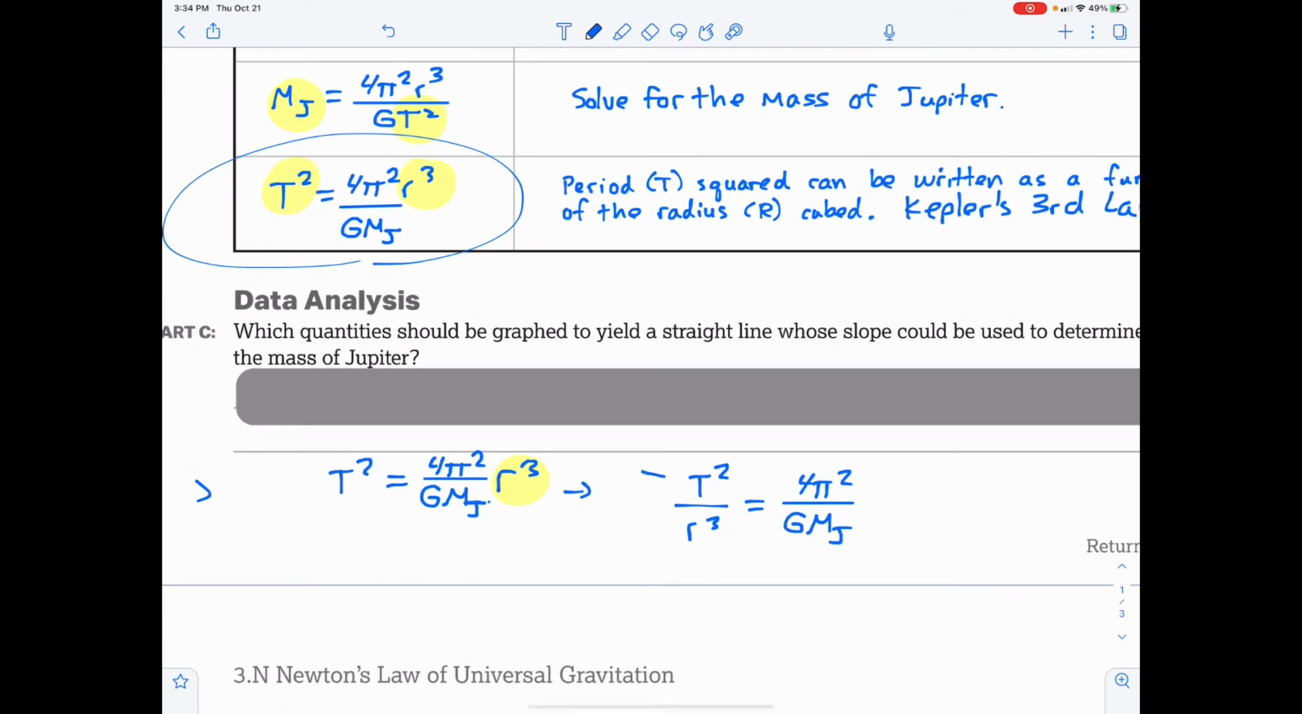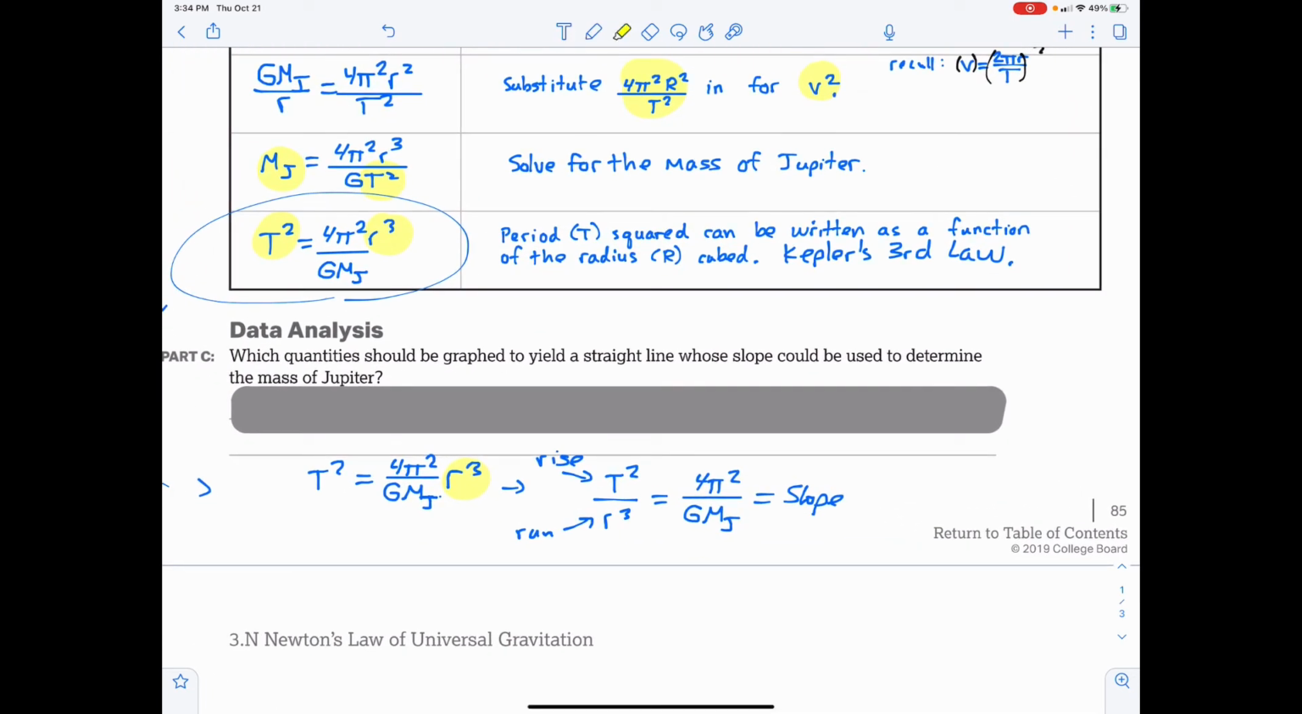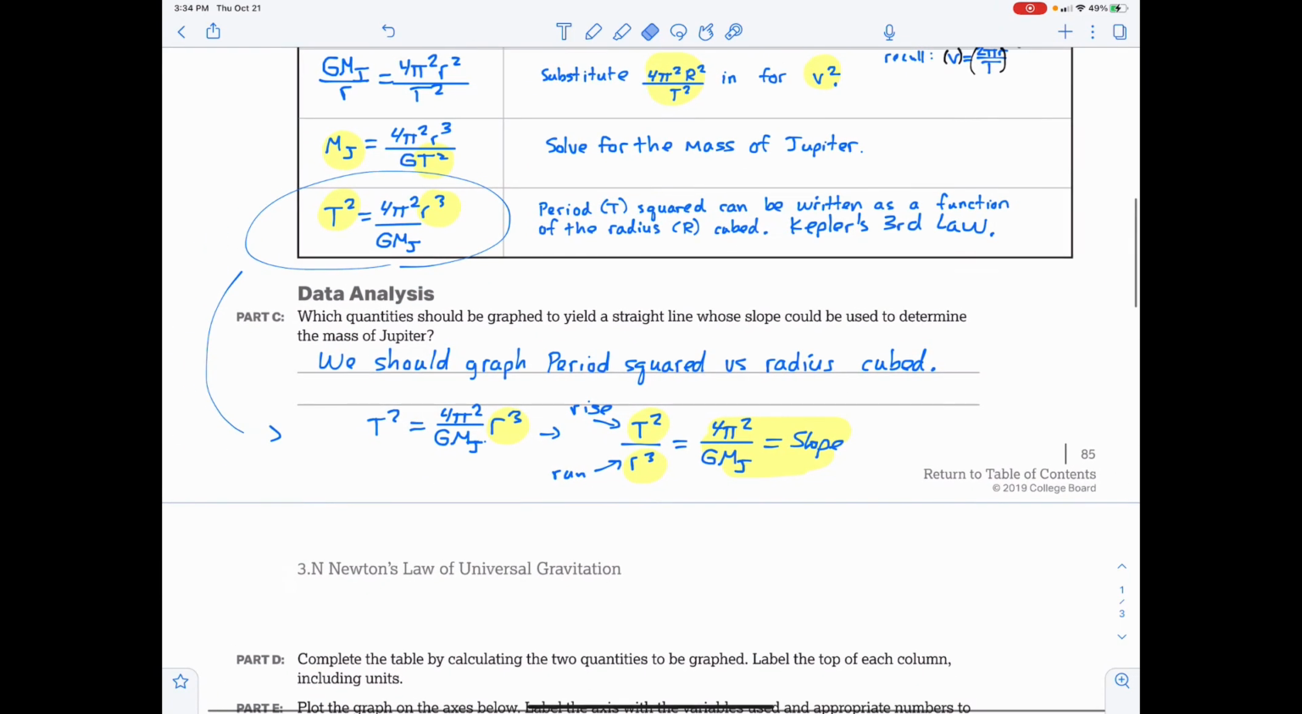And what this should show you is this should be our rise. This should be our run. And rise over run is slope, which means that is your slope. So what must be plotted to yield a straight line with a constant slope? T squared versus r cubed. We should be graphing period squared versus radius cubed.